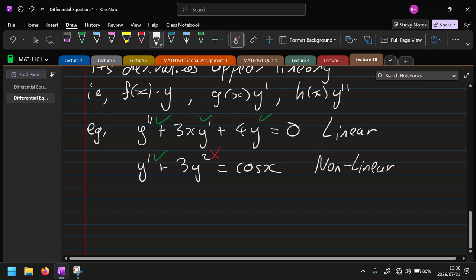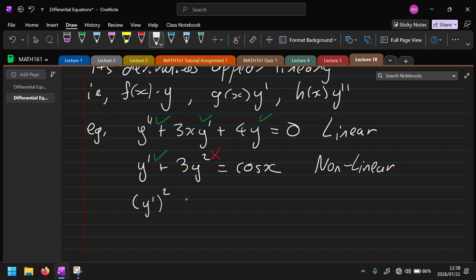One more example. Y prime squared minus 3e to the y is equal to 3x squared y. Y prime squared, that is definitely not linear in y prime. So the first one's not linear. So immediately the whole thing's non-linear, but let's check the other ones. E to the y, that's definitely not linear. The last one, 3x squared y, that is linear. Okay, that doesn't matter. The first one was non-linear, so automatically the whole thing is non-linear.